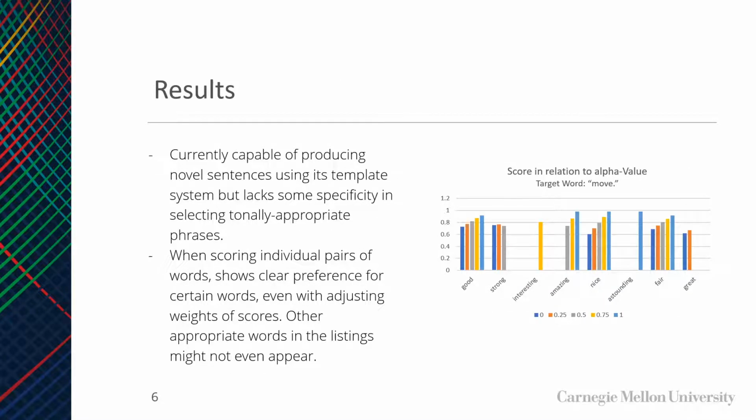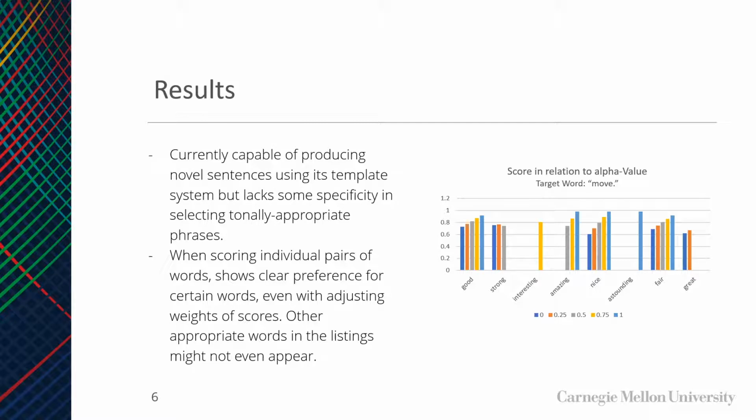Our results are as follows. We're currently capable of producing more novel sentences using our templatic approach, but we still lack some specificity when selecting tonally appropriate phrases. This lies in the fact that some words are not just closely related, but tend to score fairly equally when scored sentimentally as well. An example might be good and nice, which are generally very pleasant words and also very well related to each other.